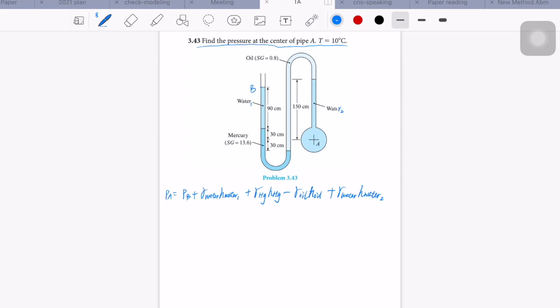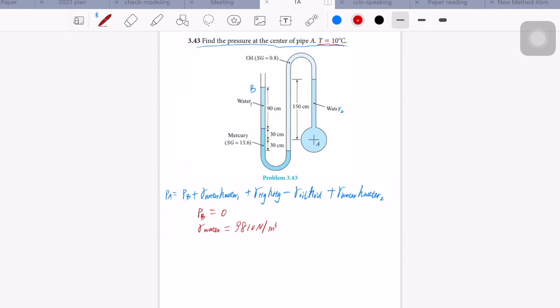Since point B is open to the atmosphere, PB should be equal to 0. And we know the water temperature is 10 degrees Celsius, so the gamma water should be equal to 9810 Newton per cubic meter.